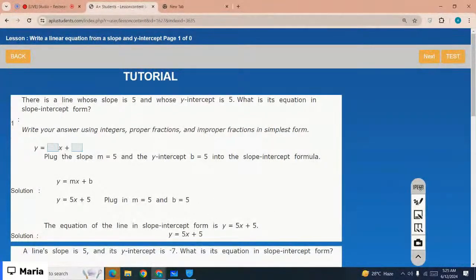So the equation in slope-intercept form is y equals mx plus b. Here is the equation in slope-intercept form. M is the slope and b is the y-intercept, right? So you are given the slope that is 5 and you are given the y-intercept that is 5. So y equals 5x plus 5. Got it?